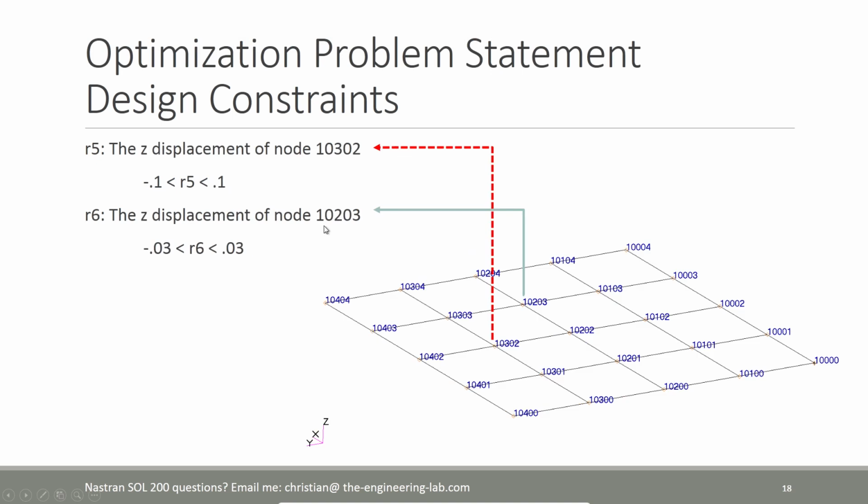And now we will have displacement constraints. We have two load cases. One load case has a point load, and the other load case has a pressure distribution. So that's why we're going to monitor the displacement at two different points, and we are going to have different constraints for these points. So we are going to say that the Z displacement of node 10302 is to be within this range, and then we have a comparable constraint for node 10203.